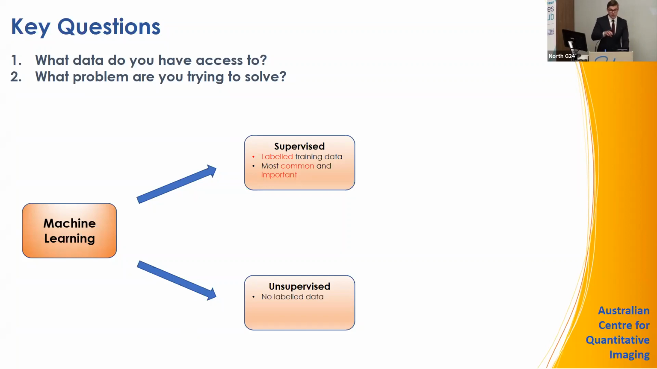So it might be a segmentation, it might be survival for a particular patient, etc. This just means you have access to what you want the model to learn. Unsupervised is when you don't have any labeled data. So you're just working with input data without anything that you want the model to specifically predict.